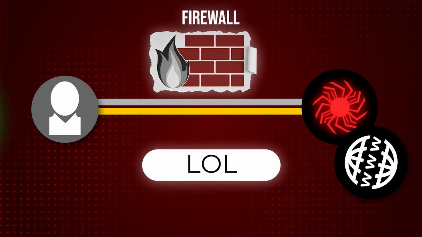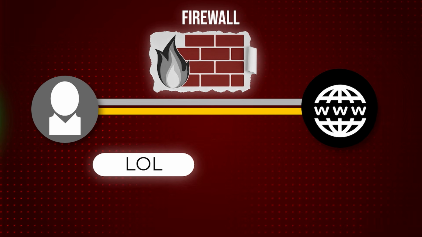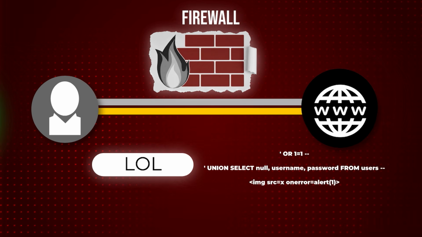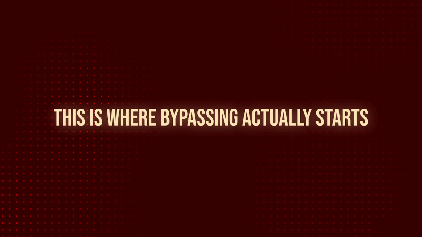Now here's the important part. This layer does not understand how the application works internally. It doesn't know what the backend is supposed to do with the input. It only looks for patterns, certain strings, certain characters, certain payloads it has seen before. If it recognizes something suspicious, the request is dropped. If it doesn't, the request is forwarded. That's it. Now this is where bypassing actually starts.